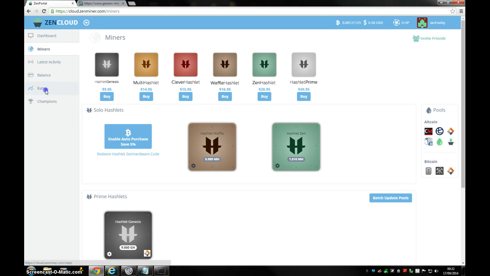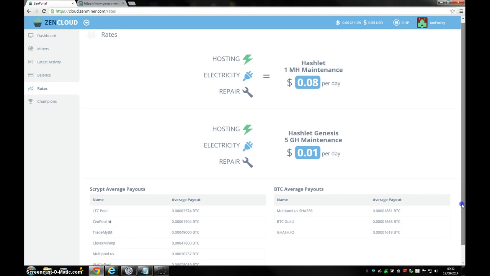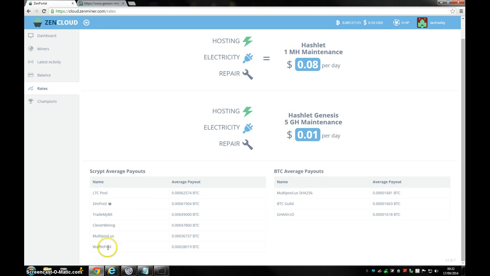Let's have a look at the rates for today. So let's have a look at the rates for the Genesis Hashlet. That's what I'll be focusing on more at the moment. As you can see, multi-pool is at the top. There's not really a lot in it at the moment though, just a few Satoshi here and there. It's not like one pool is really standing out from the other. And the Zen pool, as usual, is doing quite well too. There you go. And then the other pools down there underneath. Let's see if I can see waffle pool. There's waffle pool. Not very good. So waffle pool's at the bottom.